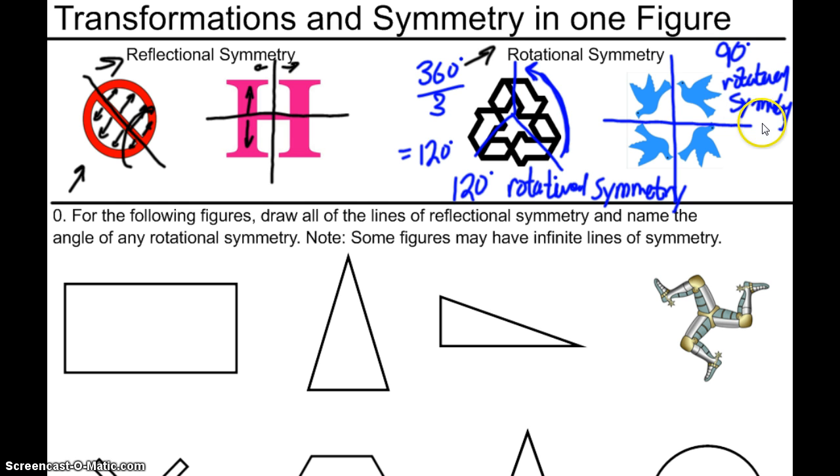You might be tempted to say that the birds also have reflectional symmetry on this line, but in fact they do not. If they had reflectional symmetry, take a look at this. The head of that bird is right there. If that was reflected over, then the head of that bird would have to be right here, and the tail would have to be right here. But in fact, that's not the case. The head of the bird is down here. So there's no reflectional symmetry there, only 90-degree rotational symmetry.